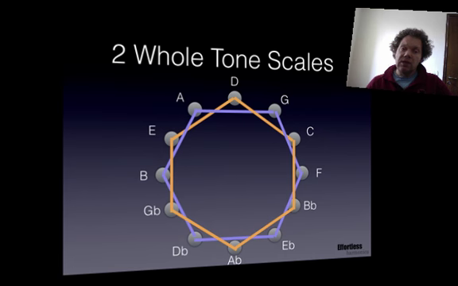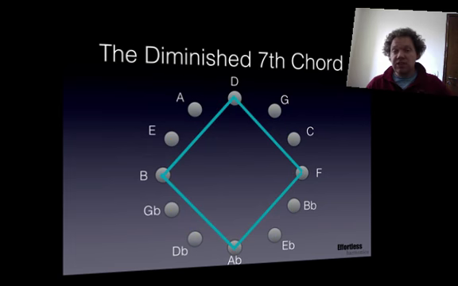Let's have a look not at a scale, but at a chord, a 7th chord, more specifically the diminished 7th chord, which is based on minor thirds only. So if you stack 4 minor thirds, then you have a diminished 7th chord. And here it is. It's a perfect square.